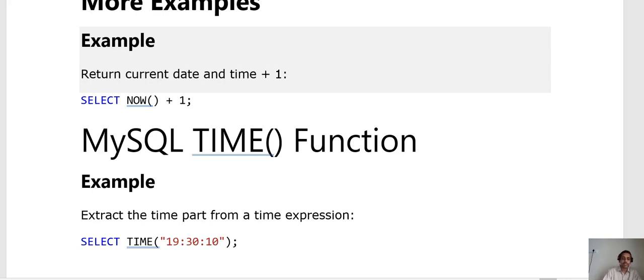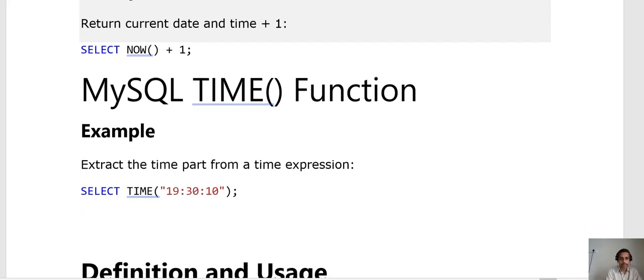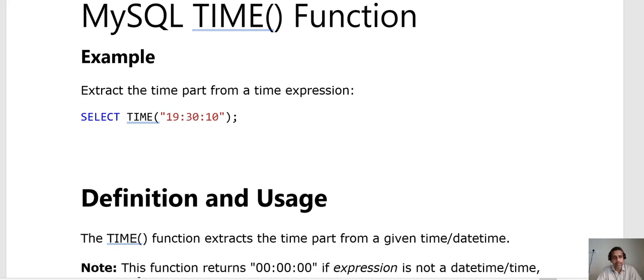Okay. The next one is called the time function. As you can see, we are using the time from the date and time. Now we are not looking into the date part, we are looking into the time part. So extract the time part from a time expression. Select time, and then you define the parameter time over there. So this is how we define the time over here. Time is nothing but, from the date and time part, we are just calculating the time part over here. So this is how we can define it.